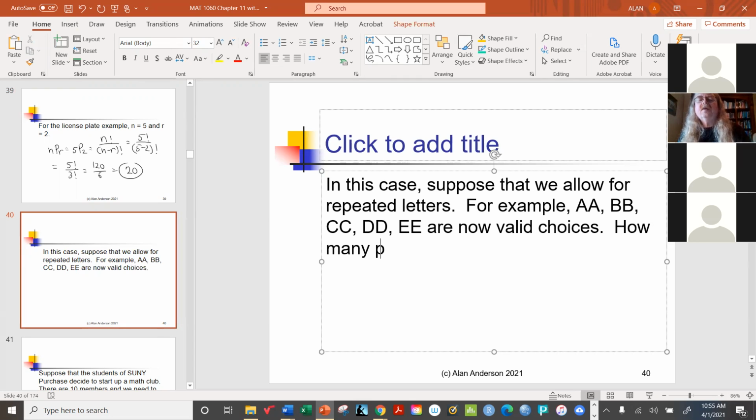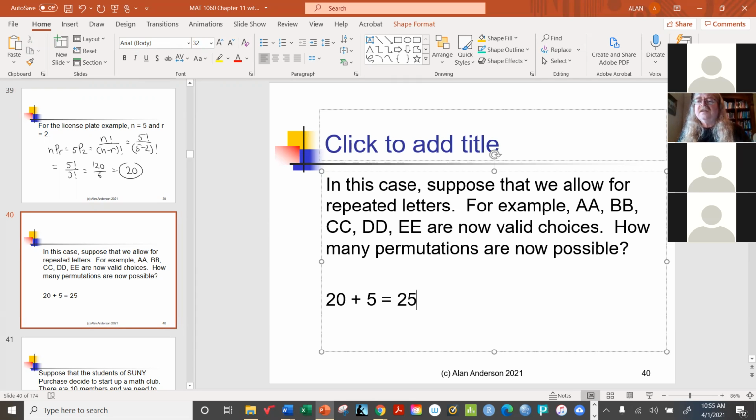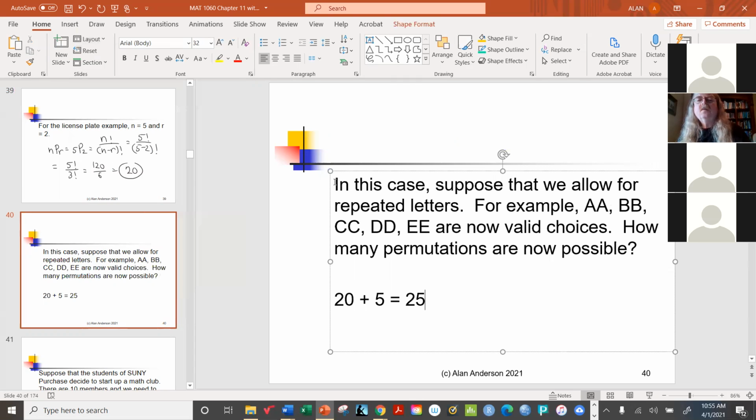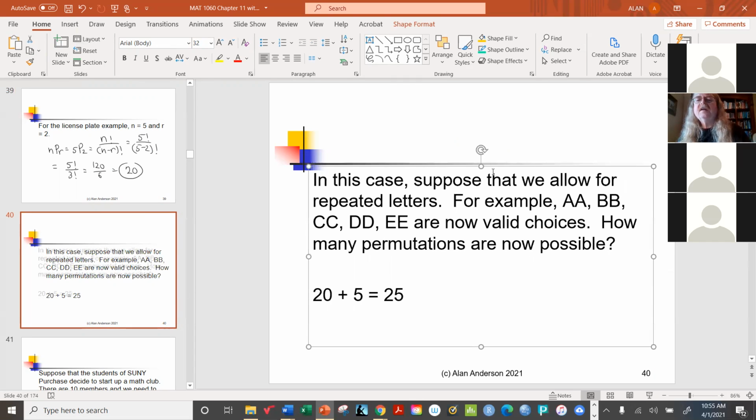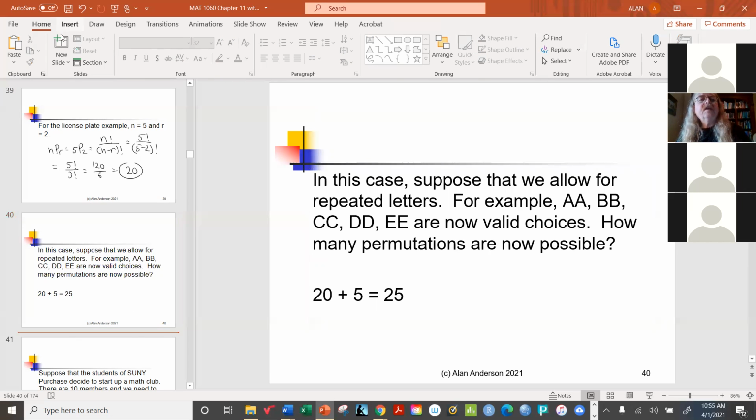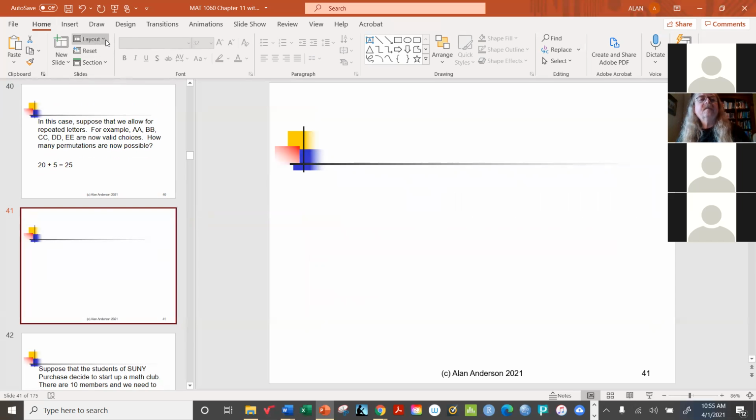How many permutations are now possible? Okay, well, we've added 5, so you have 25. So the formula we used before is no longer valid. It's only showing us permutations when there's no duplicates allowed. So how would we figure this out with a formula given that suddenly we're allowed to have duplicates?